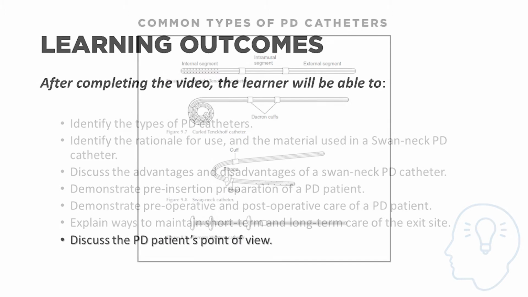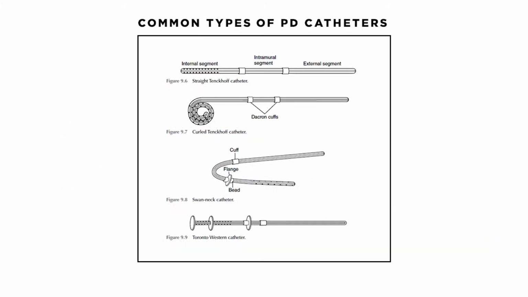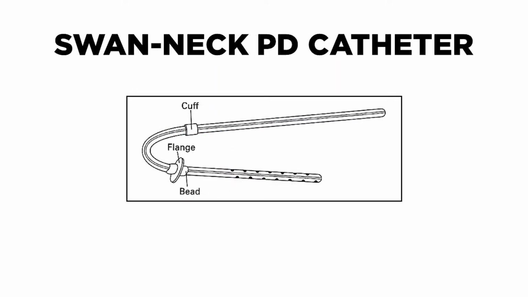There are several types of PD catheters. We have the straight Tenckhoff catheter, the curled Tenckhoff catheter, the swan neck catheter, and the Toronto Western catheter. In this video, we will be focusing our attention on the swan neck catheter. So why have I chosen the swan neck PD catheter?